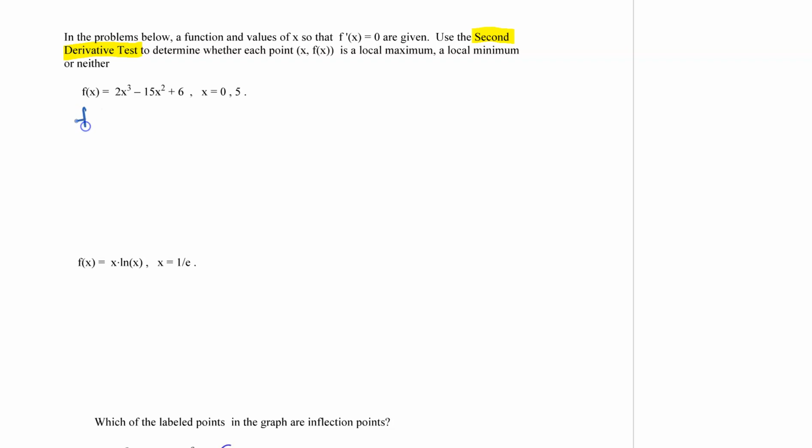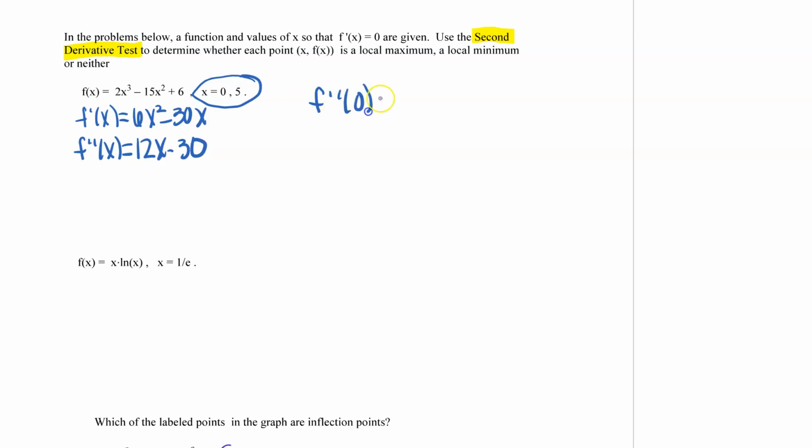And so I'm going to first find the first derivative, f prime of x. That would be equal to 6x squared minus 30x. I'm going to keep rolling and find my second derivative, and that would be 12x minus 30. Now they've already told me the values that I want to check, so I didn't have to go through all the steps of critical values like I was showing you in the examples.